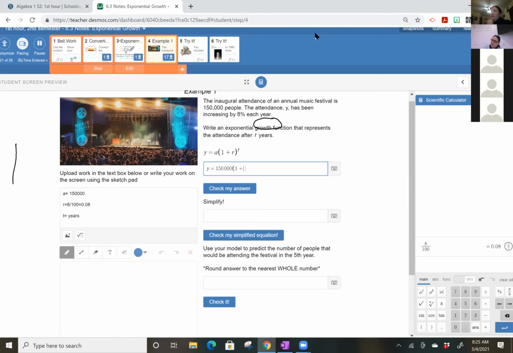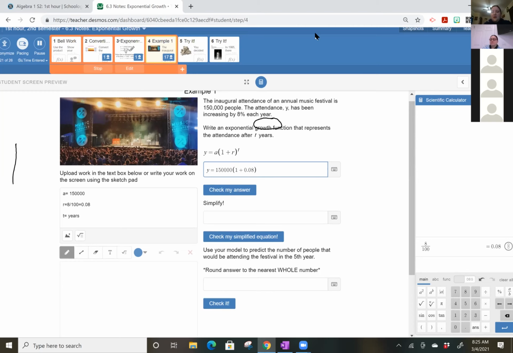What number is my R value that we found? But we divided it. It's 0.08. Yep. So 0.08, end the parenthesis, and then the shift 6. And now we're just going to put the t because we're making the equation. Okay, so the equation needs to have two variables. All right, let's check our answer.